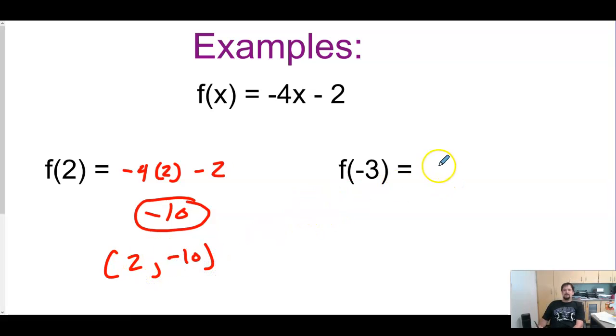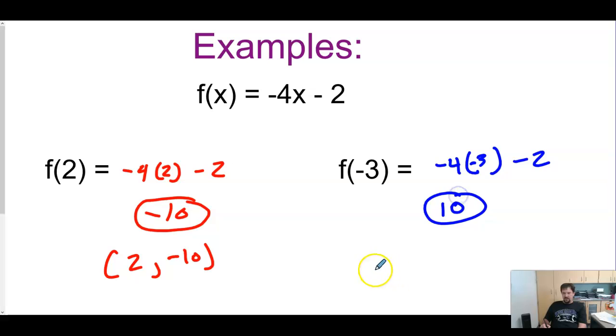If I were to write this as an ordered pair, I put in a 2 and got out a -10. Okay, let's try it with f of -3. So we're going to do -4, parentheses -3, minus 2. -4 times -3 is 12. Minus 2 gives me a positive 10. That's my y value. So if you were asked to write it as an ordered pair, you'd have -3, 10.